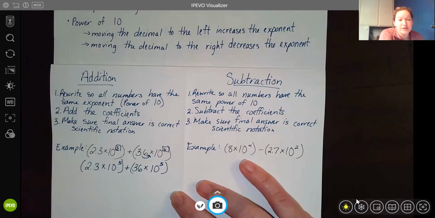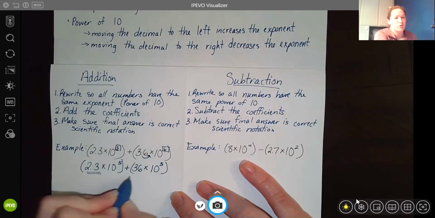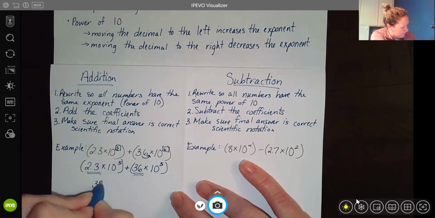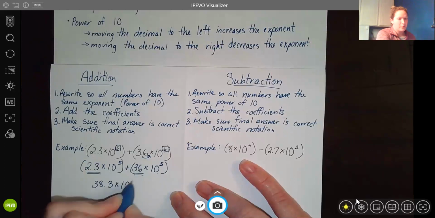You can skip this step if your numbers already have the same exponent for your base 10. So step 1 is complete. Now it says just add the coefficients. Now that my base of 10 is raised to the same power of 5, all I need to do is add the coefficient, that number in front of the multiplication sign. So I add 2.3 plus 36, and I would end up with 38.3 times 10 to the power of 5.